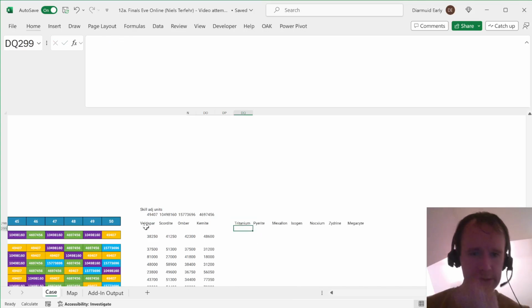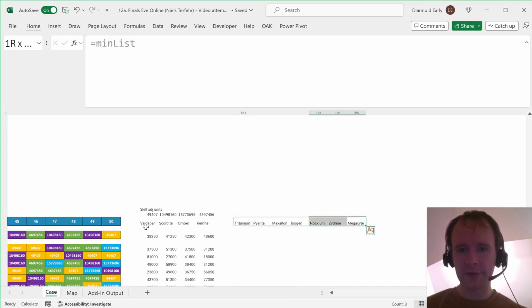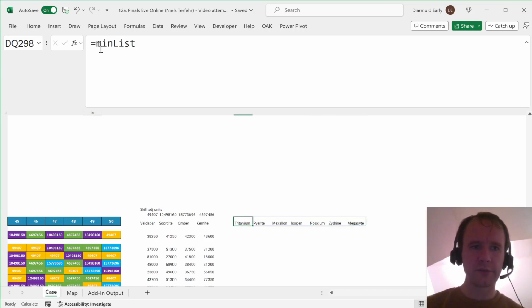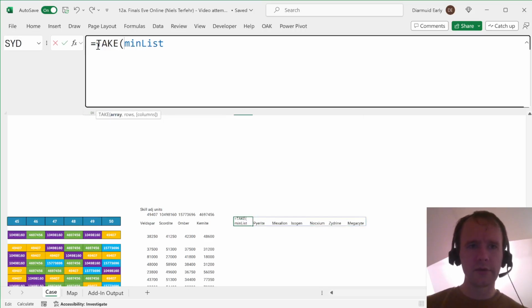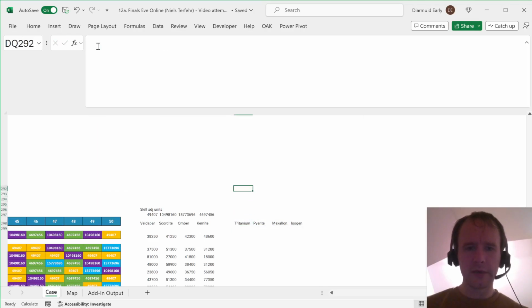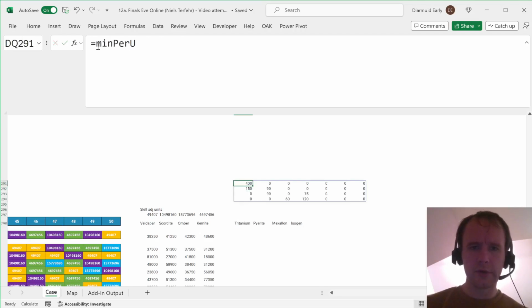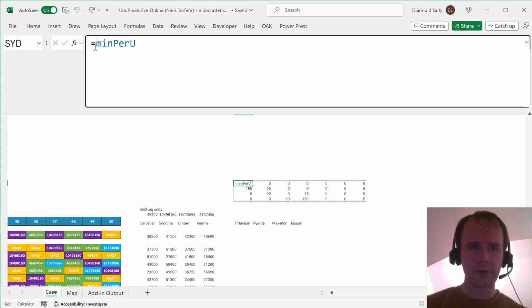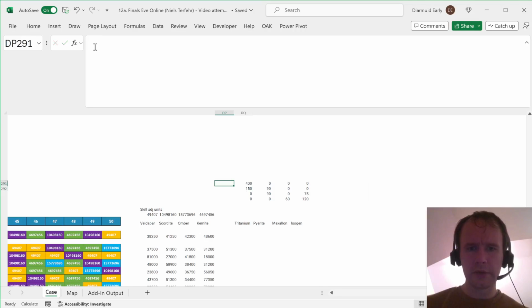So let's do min list. And again, these last 3 don't exist in any of the asteroids. So I'm just going to say take from min list 4 columns. And then here I'm going to have min per unit. And again, I'm just going to take the first 4 columns of that. Then I'm going to have my ast list here, and I'm going to have my, well, just copy this formula.